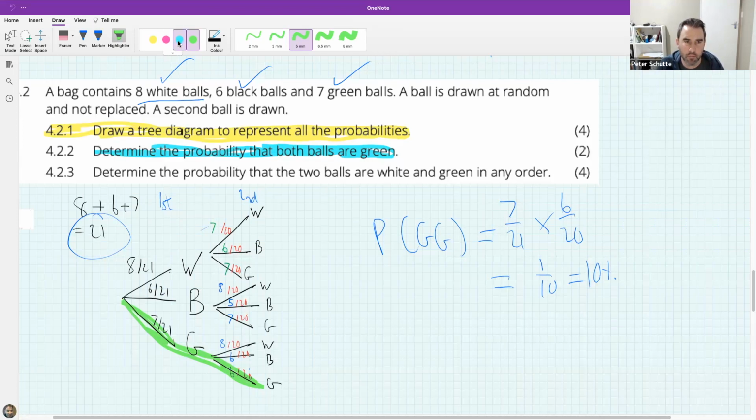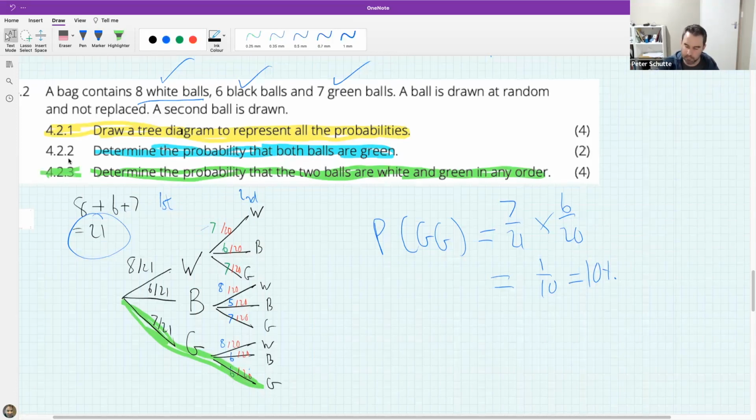What is the probability that 2 balls are white and green in any order? See if you can work out this one. So which pathways are favorable for this question, and what are the probabilities for those outcomes together? See if you can do 4.2.3 for me.